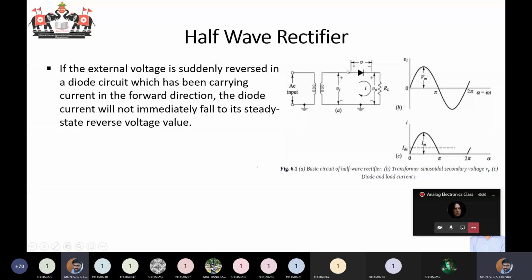What does a transformer do? It transforms the voltage either from higher voltage to lower voltage or from lower voltage to higher voltage. Here we are using a step down transformer, which steps down the voltage magnitude. So we are stepping down the AC input voltage to some desired voltage Vi. Now this voltage we are giving across a circuit in which we have only two elements. One is a diode, the other is your external load resistor.